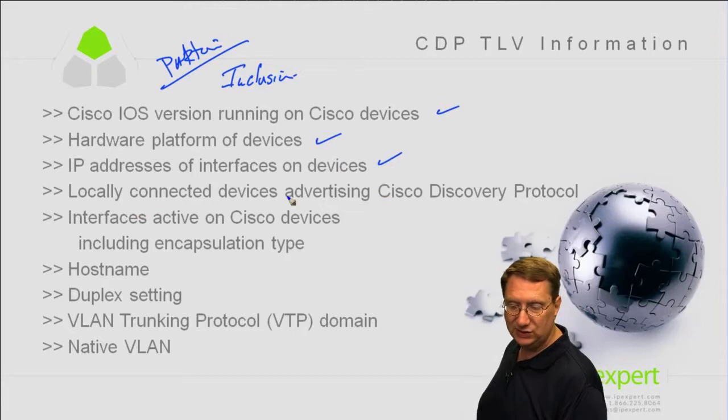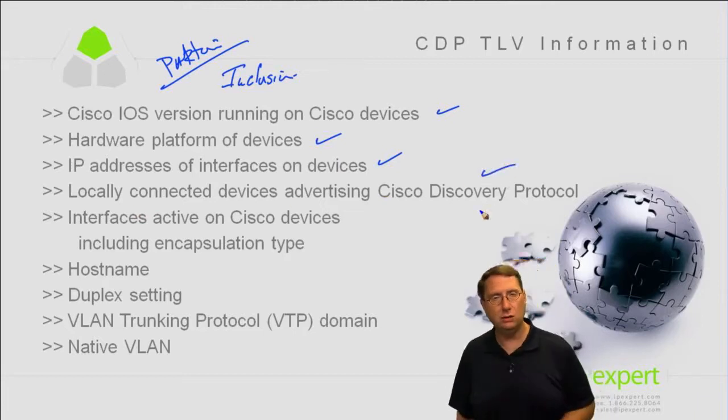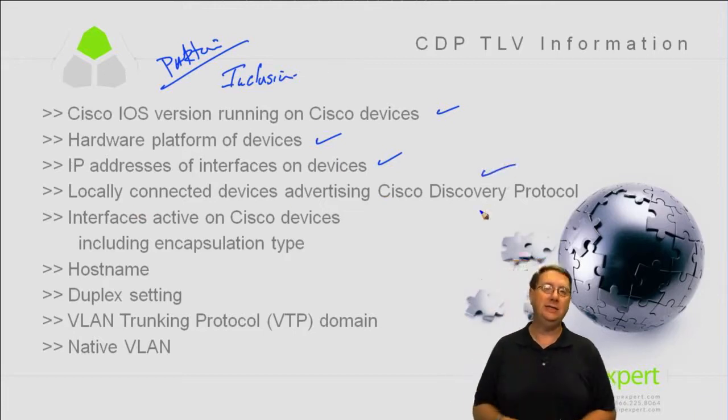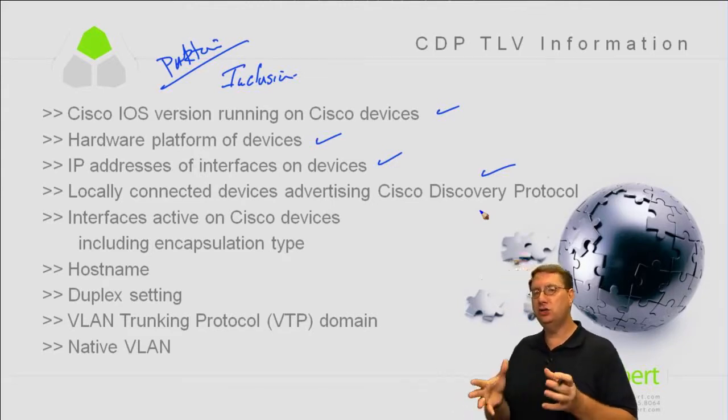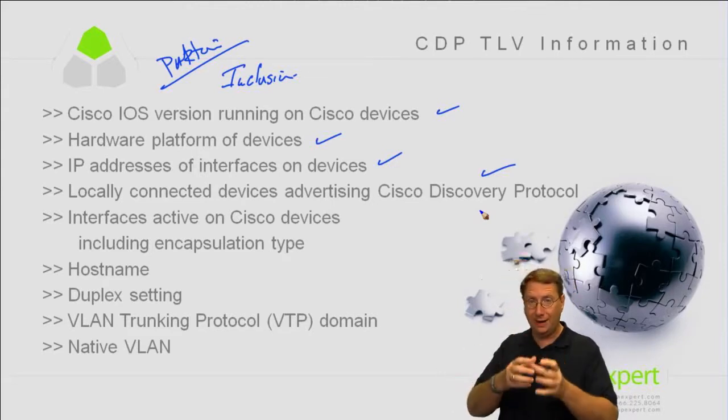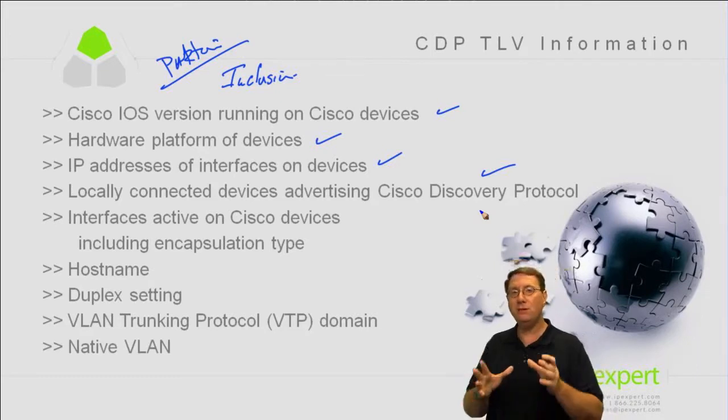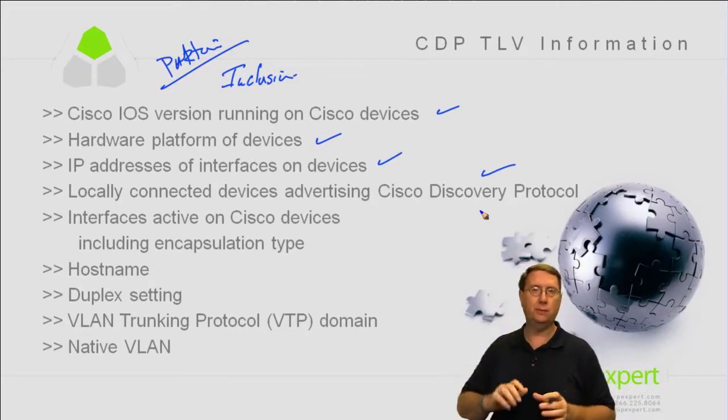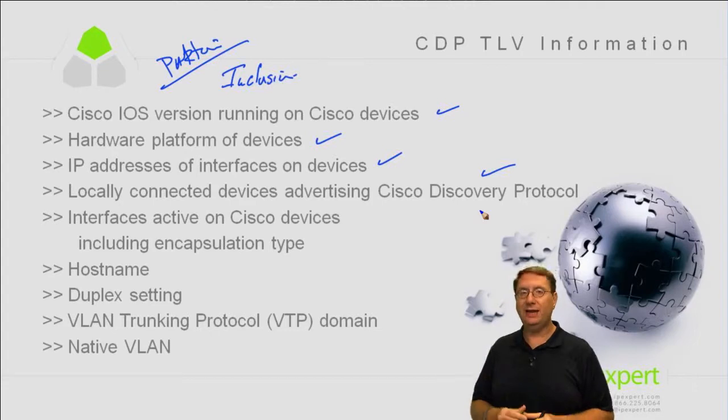Now, the other part of this is that it's going to give me all of my locally connected devices that are running CDP. Because what we're going to find here is the moment that CDP is enabled, and it's on by default to be perfectly honest, the moment that it starts running, it's going to be listening to a particular MAC address, and it's going to be sending information to a particular MAC address.